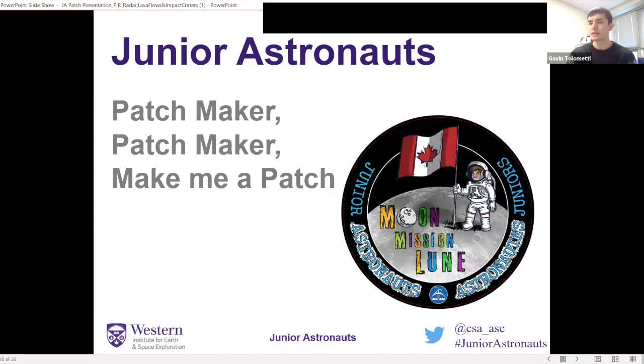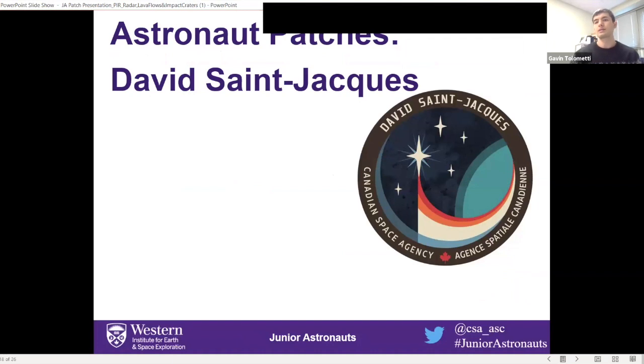So the activity for today is the patch maker activity. When you think of a patch, you would think of something made of fabric that gets sewn onto your jacket or your backpack. For astronauts, they all have their own individual patch every time they go up to space. They design it based on what the mission is about, what their inspiration and passion is for space or the mission, or something they feel very strongly about, a message they want to send.